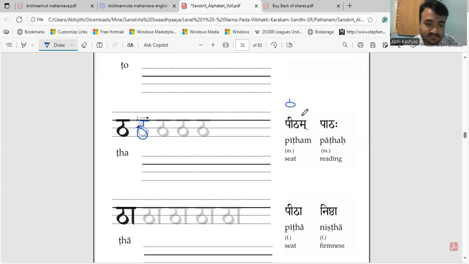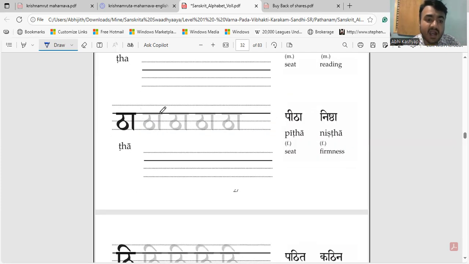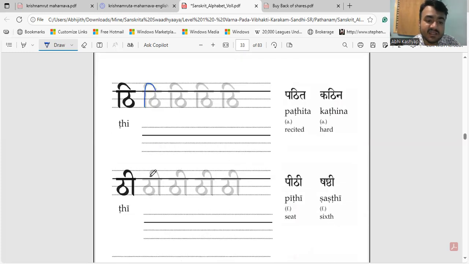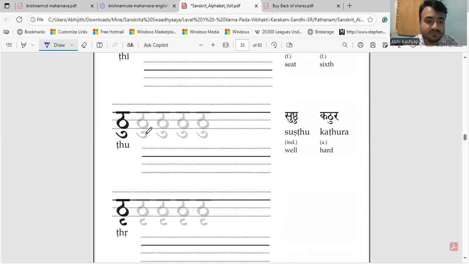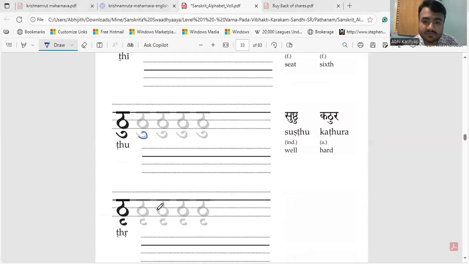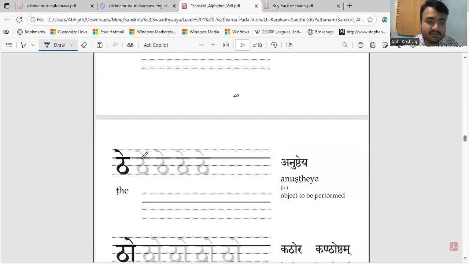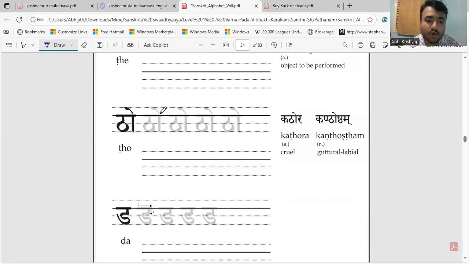So this is Mahaprana tha. Again, when I add swaras to it, ta, tha, it becomes thi, thi, thu, thr, the, tho.